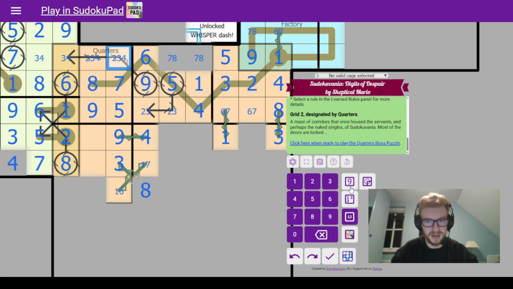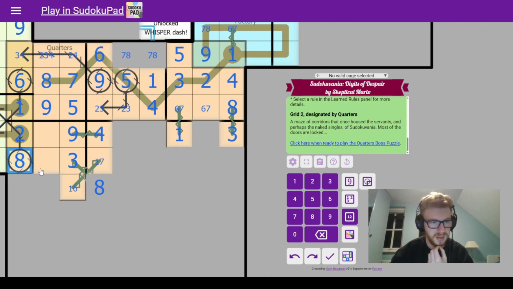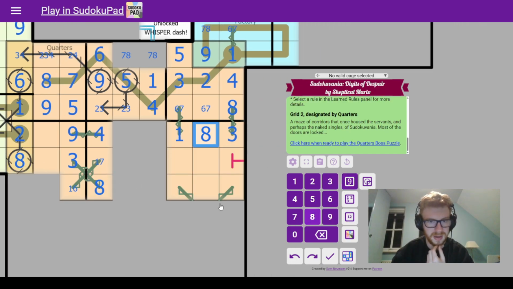And now we have something. So that's not a 3. This 8 and this 8 gives us an 8 there. And then I found this. And this genuinely took me half an hour, even though it seems so simple now.